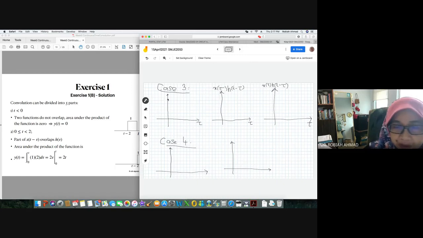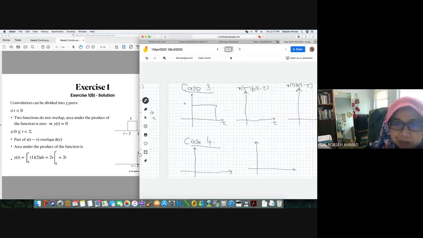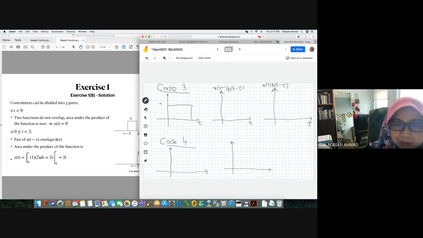Okay, the third case, we have this one, 4 and 2. Apa tadi? 2 dengan 4. Okay, this one is 2. This one is 4. And then the blue one will start ni.